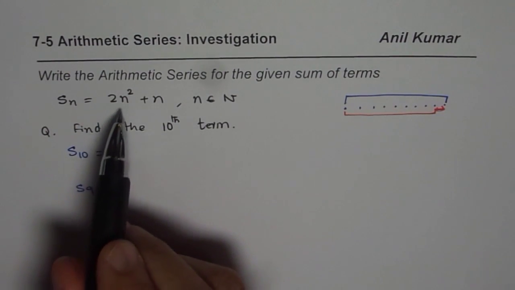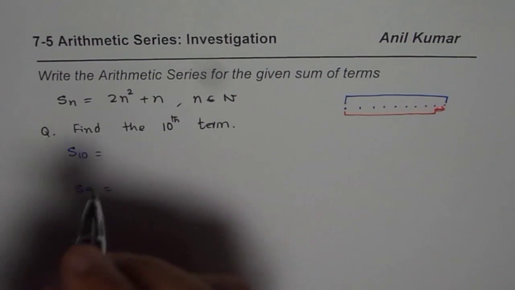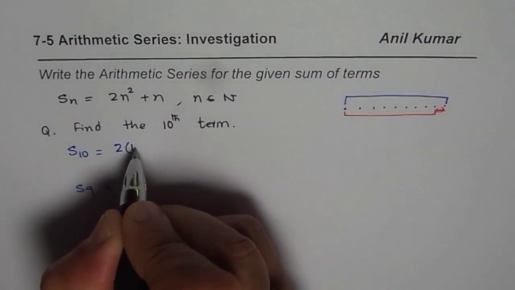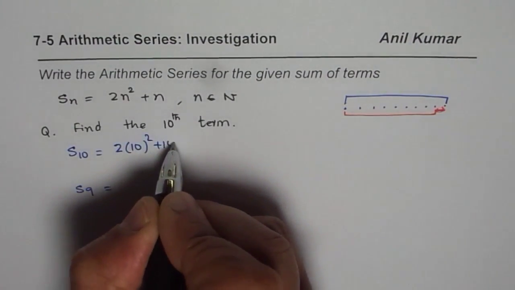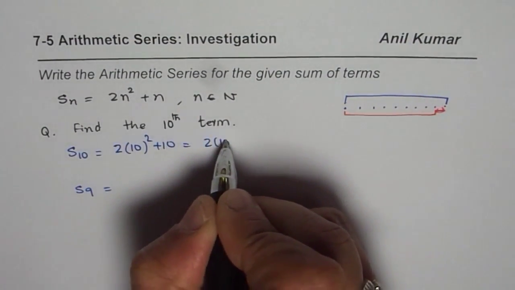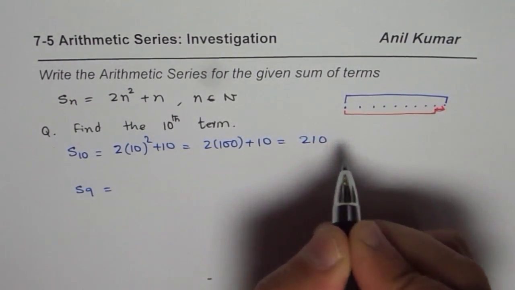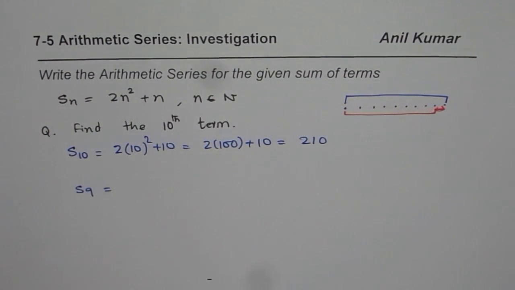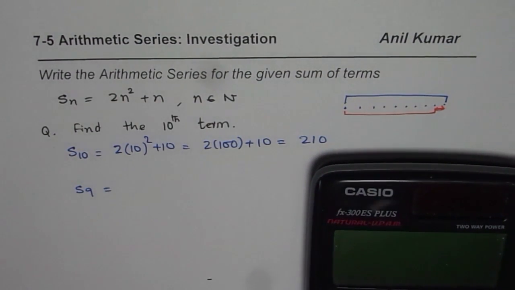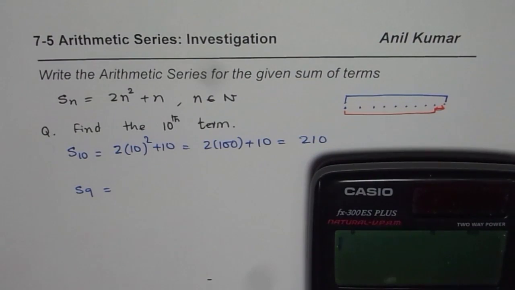So for the sum of 10 terms, place n as 10, and we get 2 times 10 square plus 10, that is 2 times 100 plus 10, and that is 210, right? Use a calculator, that is the first thing. Let me keep the calculator right there. Now I'm changing my habits. It should be on. Okay.